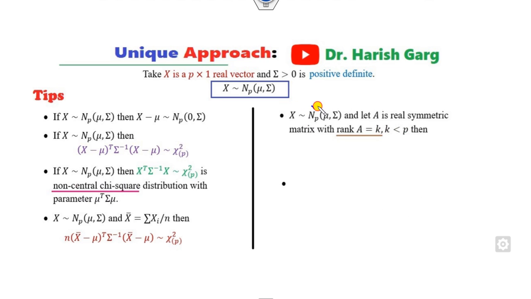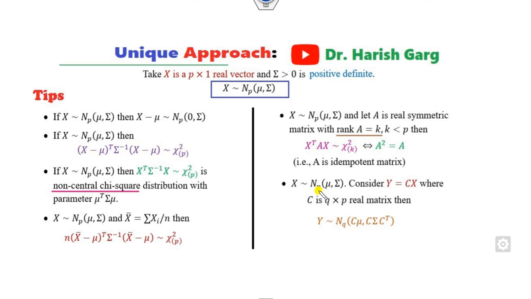If you have again a multivariate normal distribution and A is any symmetric matrix such that rank of A is K, then again you can define X transpose AX as a chi-square, but in this case K is nothing but rank of A. So since rank of A is K, it's a chi-square with K degrees of freedom. So it happens if and only if A is an idempotent matrix.